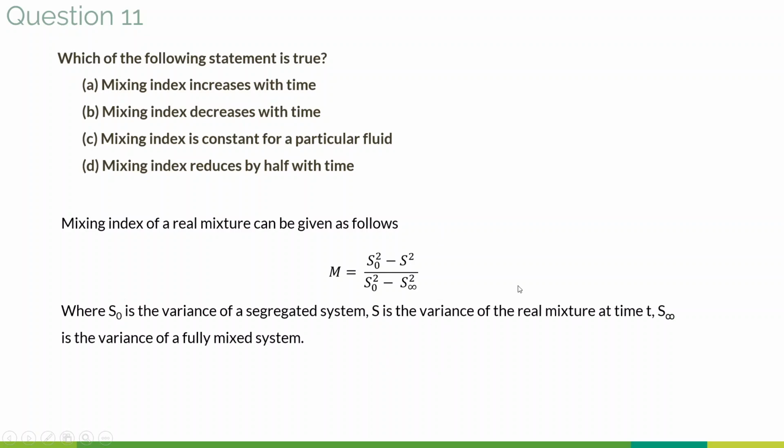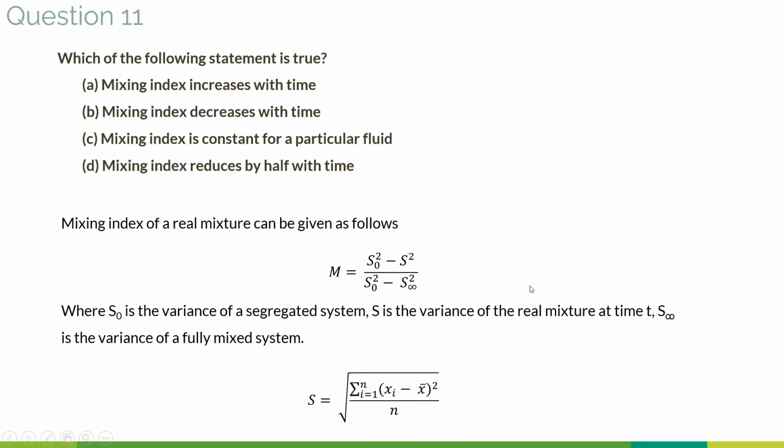And S square is the variance of the real mixture at time t. And S infinity square is the variance of a fully mixed system, that is at time t equal to infinity, where S can be given as root of summation i equal to 1 to n, xi minus x bar the whole square by n. So we will be solving a lot of problems related to this mixing index.